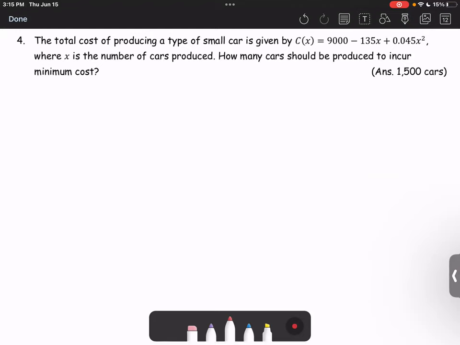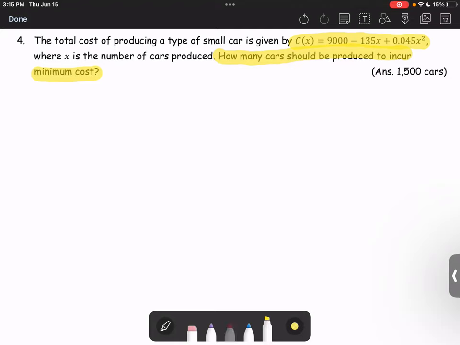In this example, the total cost of producing a type of small car is given by C of X equals 9,000 minus 135X plus 0.045X squared, where X is the number of the cars produced. How many cars should be produced to incur minimum cost, talking about the minimum value.